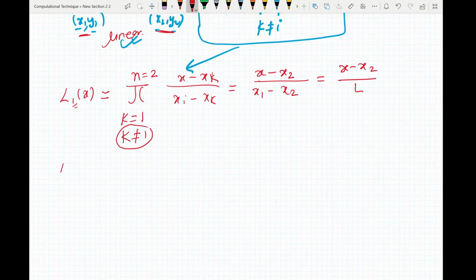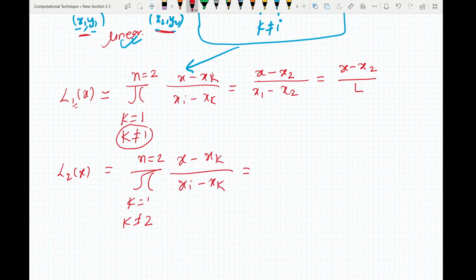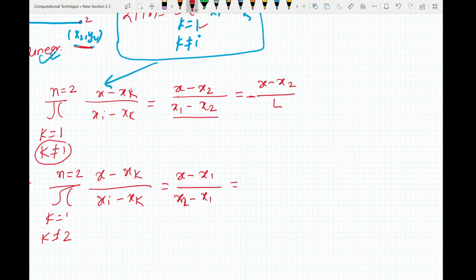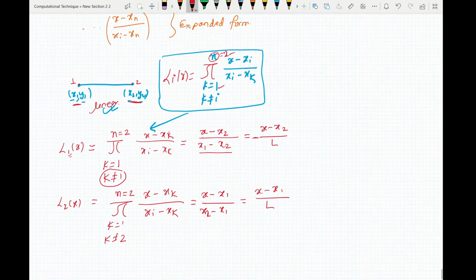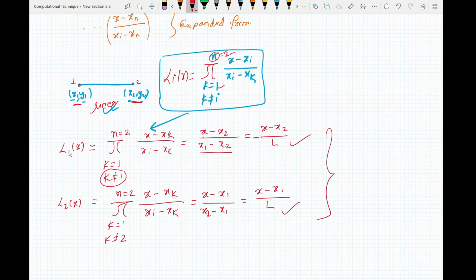For L2, L2(x) would be equal to the product for n equals 2, k equals 1. k cannot be equal to 2 here, therefore (x minus xk) and then (xi minus xk). So k will only be equal to 1 here, so this one is (x minus x1) over (x2 minus x1). Since x2 minus x1 is L, this will be equal to (x minus x1) divided by L. So this is our shape function for N2. You can check these shape functions for the bar element as well.